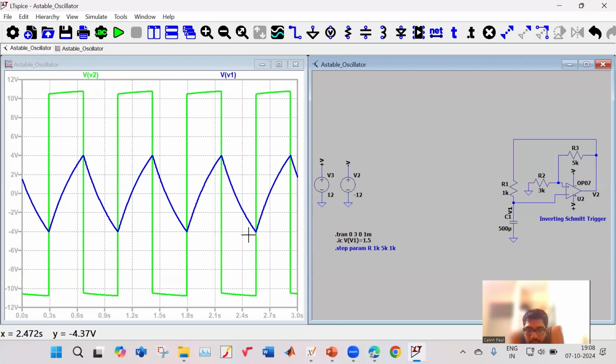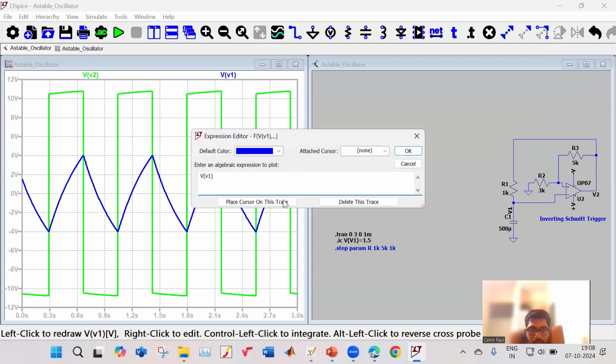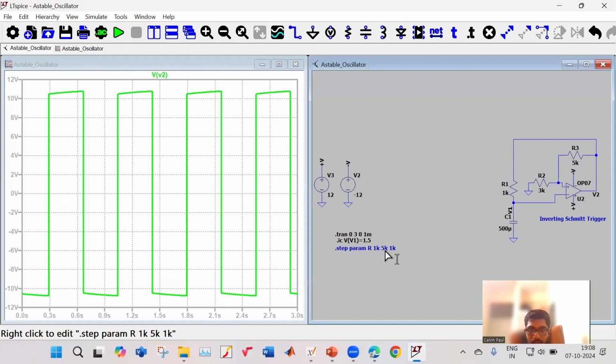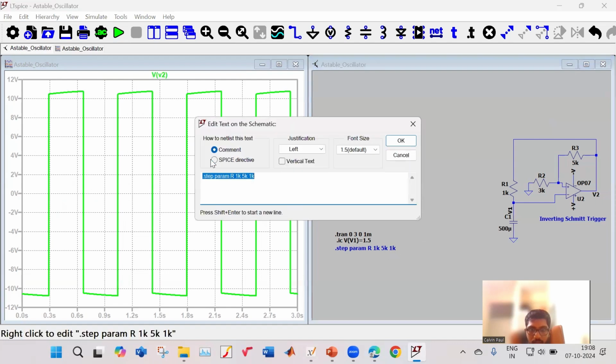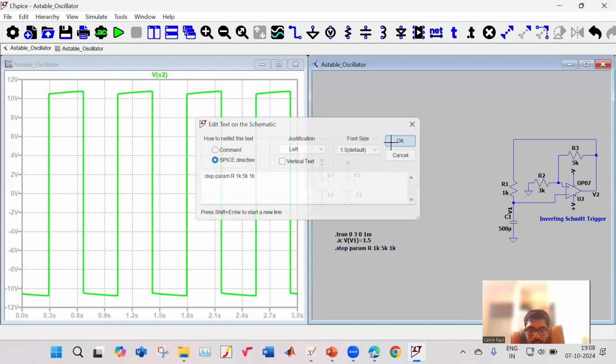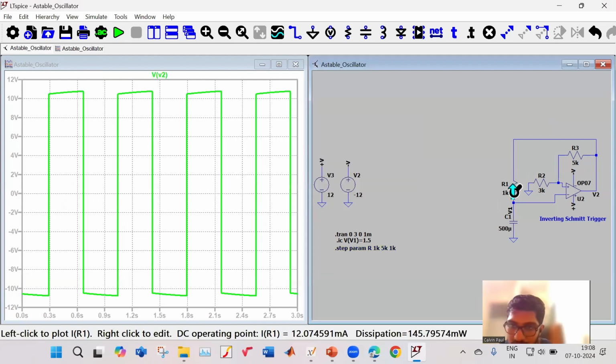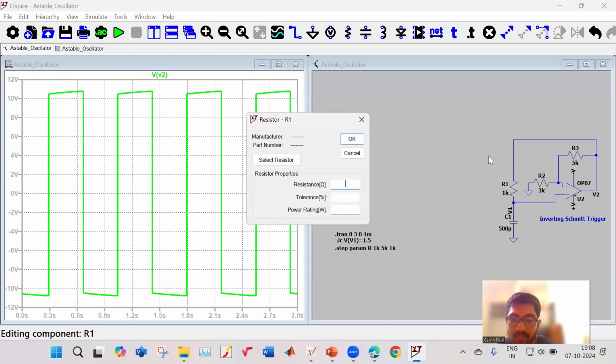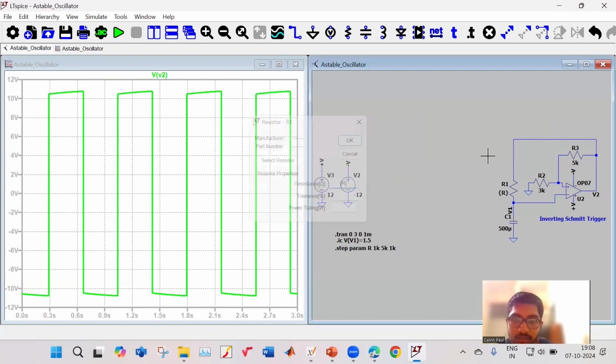Is there any way I can change the frequency? Yeah, I see. So what I will do is, this 1K which is here, I will modify it to be a variable R. It's just a variable R.